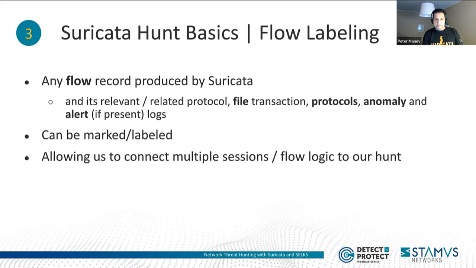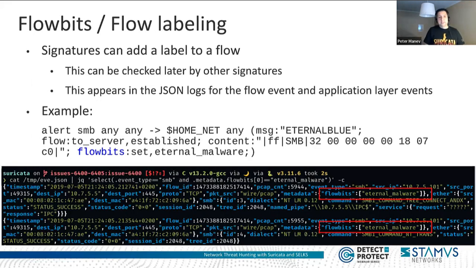What does this mean? Well, here's an example. Basically, you have an alert. That signature might generate the alert or might not. But what is important is it can be used to label the flow, the specific flow. So we have flow ID. In this case, these are SMB events sharing the same unique flow ID because they're part of that session, part of that flow. And this flow has been marked, in this case, eternal_malware.